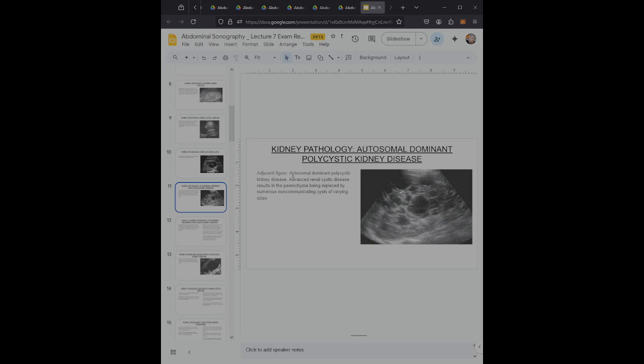So this is an example of autosomal dominant polycystic kidney disease, and you can see multiple cysts within the kidney in the parenchyma.